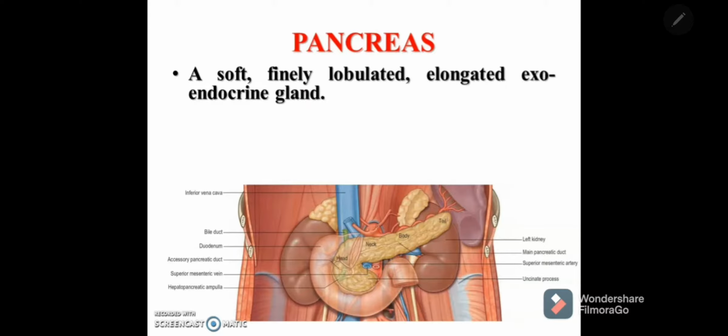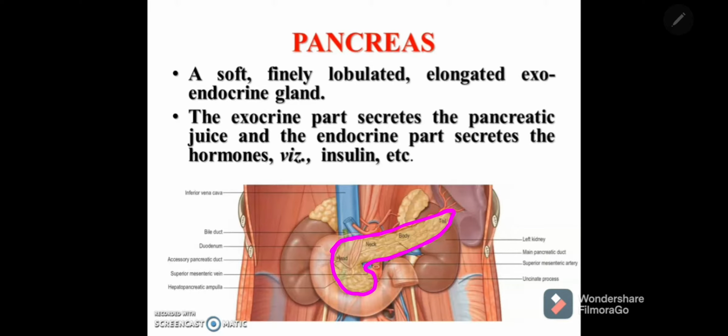So it is a soft, lobulated, elongated mixed gland, meaning it is both endocrine and exocrine. This is what you are seeing here. Pancreas is a soft lobulated gland. It has both an exocrine part and an endocrine part. The exocrine part secretes the pancreatic juice with enzymes, whereas the endocrine part secretes the hormones.